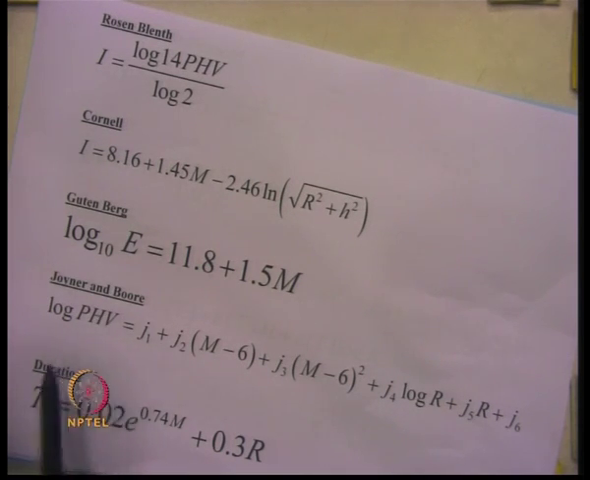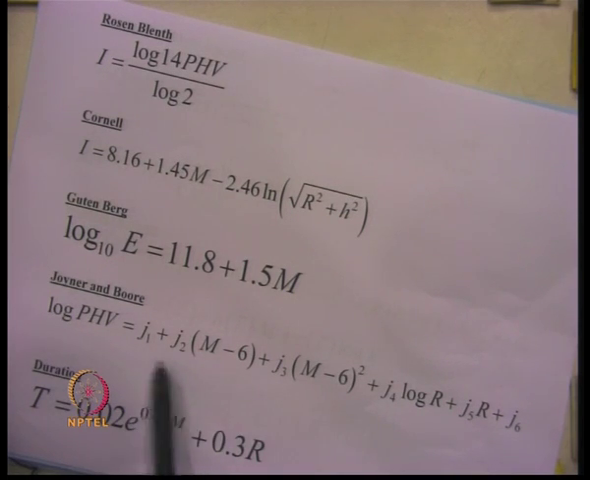Joyner and Boore provided another empirical equation for the peak horizontal velocity, and that is a function of magnitude of earthquake. This magnitude of earthquake is the local magnitude, and the epicentral distance r, and we can see that it is not simply r, but r is increased by some value.